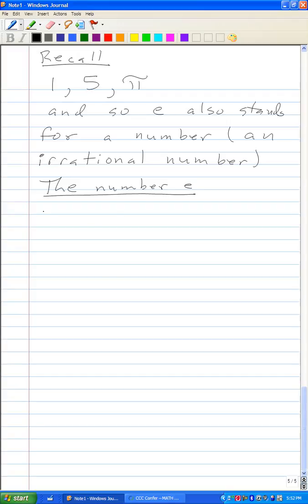So I can think of e as just being 1 plus 1 over 1 plus 1 over 1 times 2 plus 1 over 1 times 2 times 3 plus... So if you keep adding these all up, 1 over 4 times 3 times 2 times 1, 1 over 5 times 4 times 3 times 2 times 1, and you keep adding up all those forever, then you get the number e.